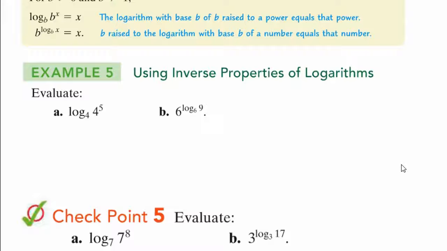If I have an exponential raised to a logarithm, as long as the bases match, they cancel each other. The key thing on these is that your bases match. So on this one, log base 4 of 4 to the 5th. The log base 4 and 4 are inverses, so they undo each other. When they undo each other, I'm left with that exponent of 5.